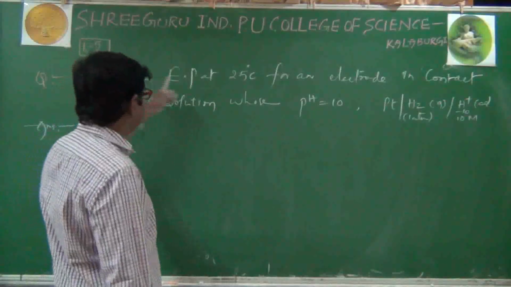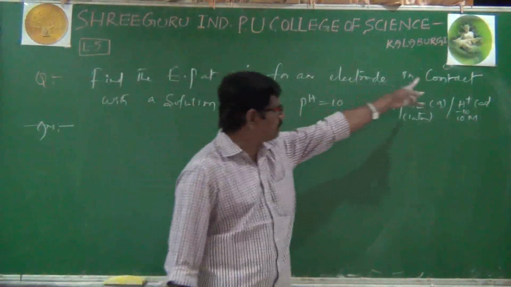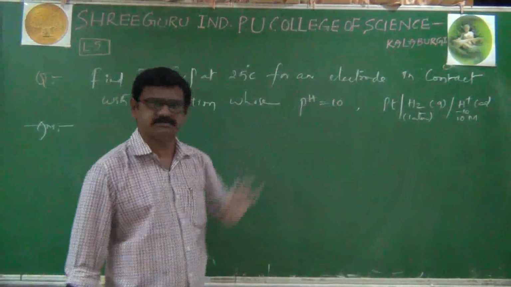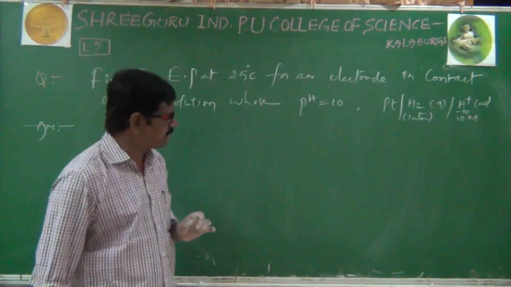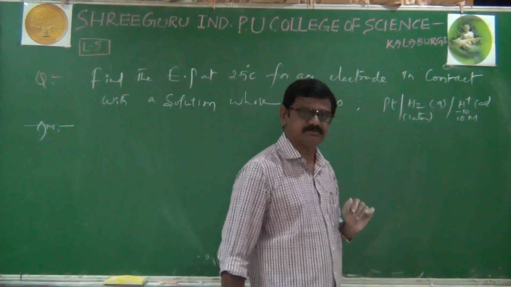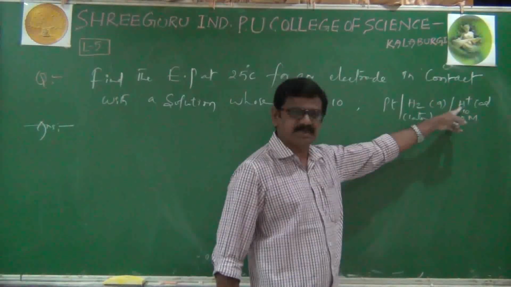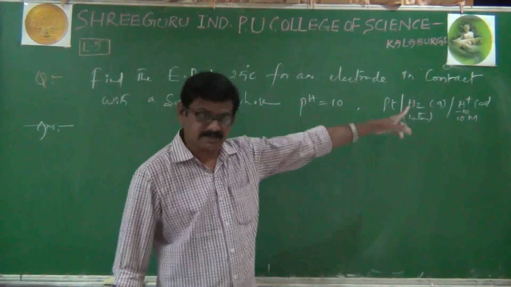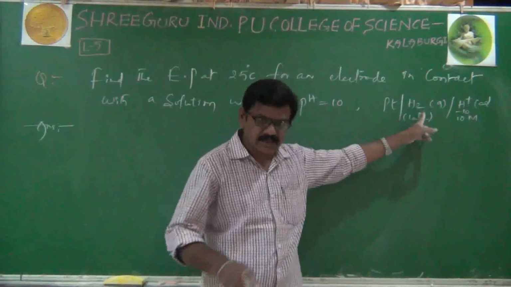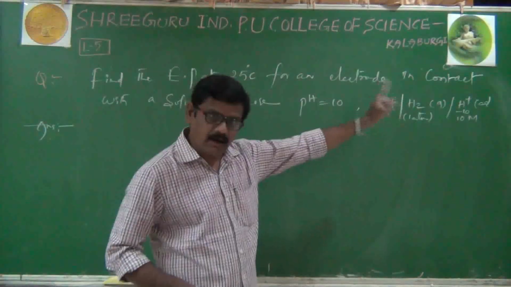Okay, here find the electrode potential at 25 degrees centigrade for an electrode in contact with a solution whose pH equal to 10. Now, please try to observe the symbol. What symbol has he given? H2 oblique H plus. H2 oblique H plus means that is oxidation symbol. Oxidation symbol means he is asking here oxidation potential. Remember, he is asking oxidation potential.